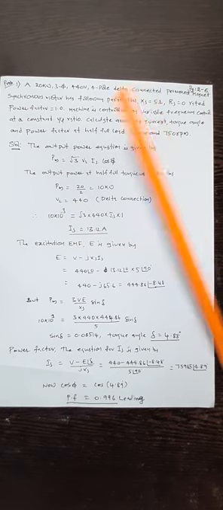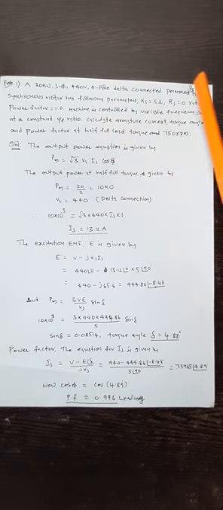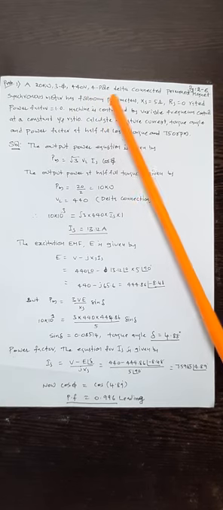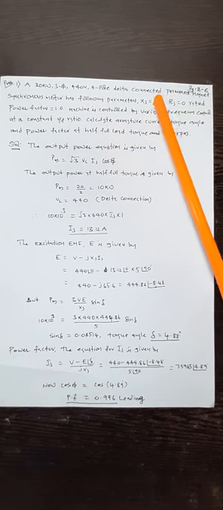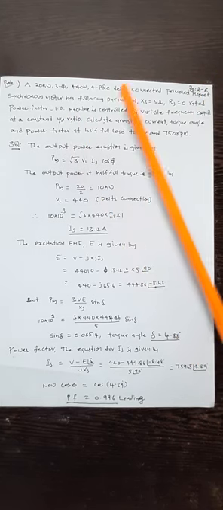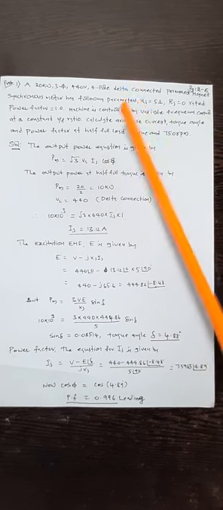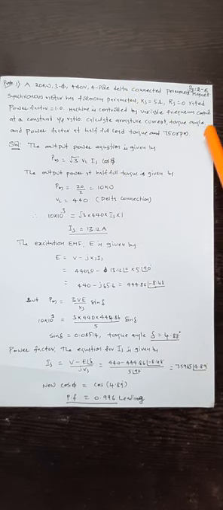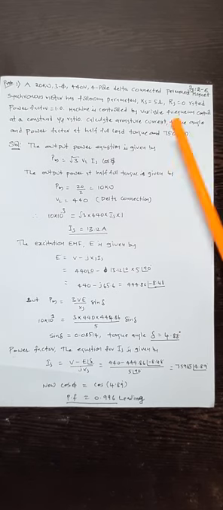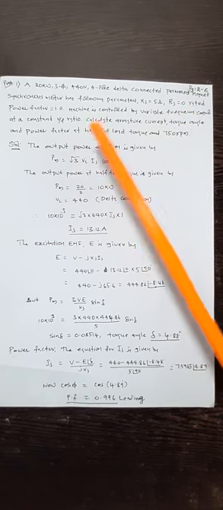See the problem. A 20 kilowatt, 3-phase, 440 volt, 4-pole, delta connected permanent magnet synchronous motor has the following parameters: Xs is equal to 5 ohm, Rs is equal to 0, rated power factor at unity. The machine is controlled by variable frequency control at a constant V by F ratio. Calculate armature current, torque angle and power factor at half full load torque and 750 rpm. So for this we need to calculate armature current, torque angle and power factor.